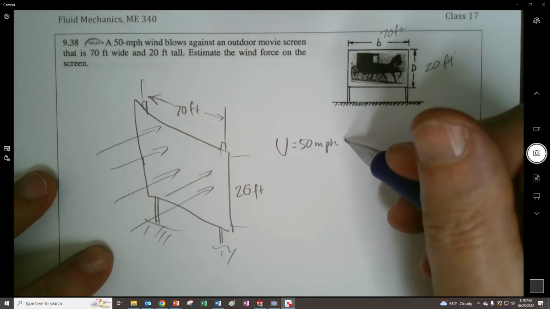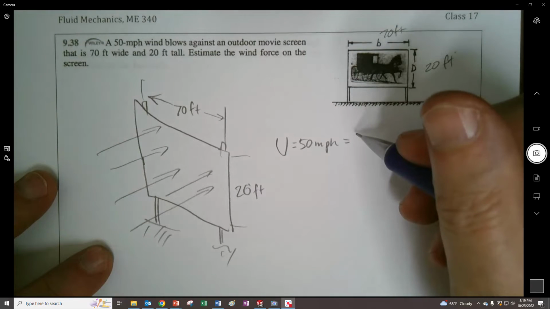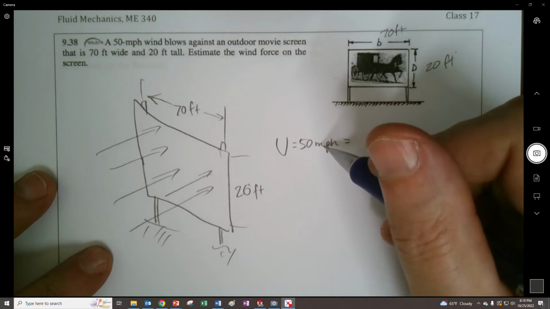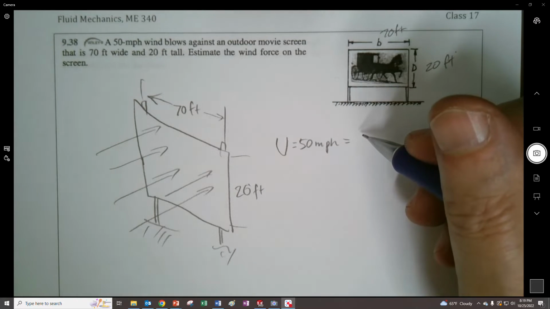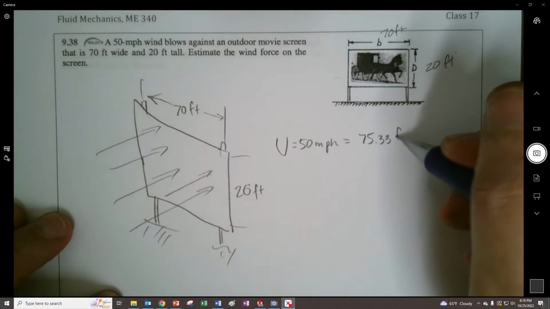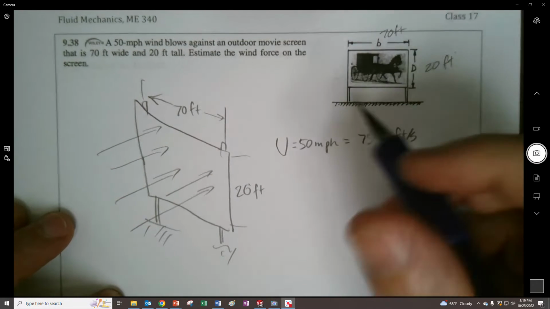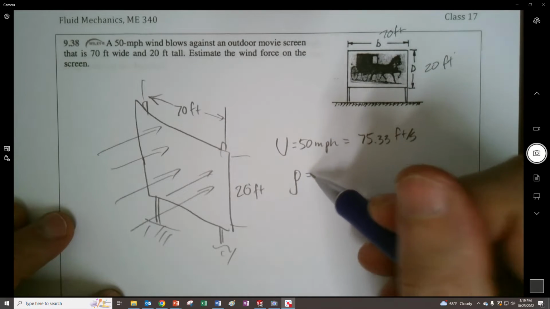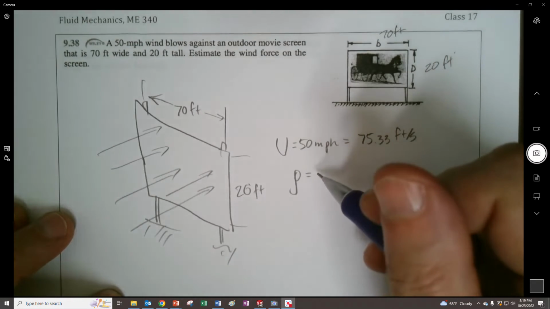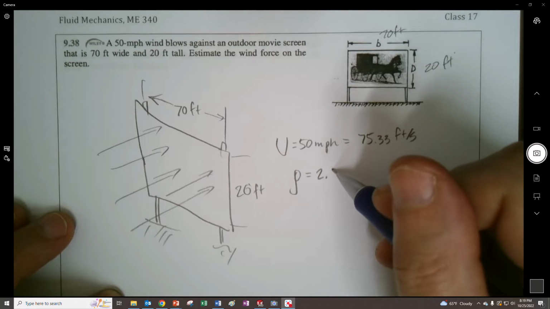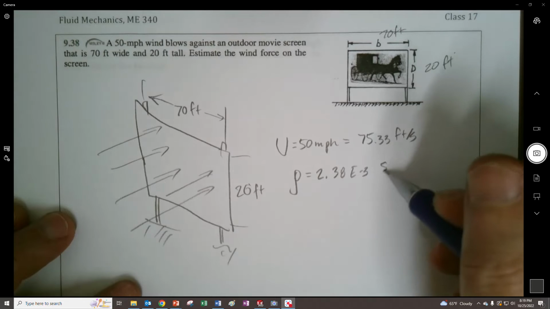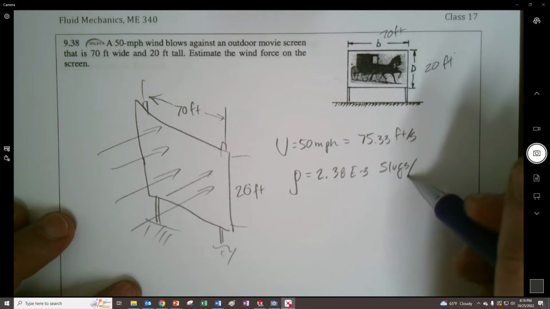So let's convert this to feet per second. That's going to be times 5,280 divided by 3,600, so we get 75.33 feet per second. Since we're using feet per second, we'll use slugs per cubic foot for density. The density of air, we can take as 2.38 e to the minus 3 slugs per cubic foot.